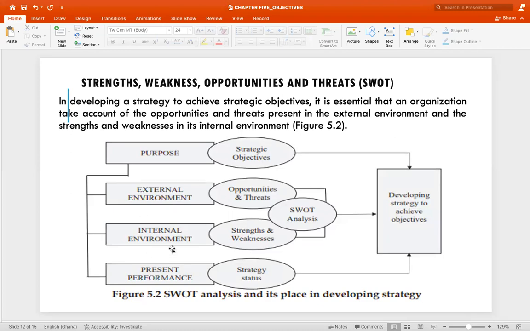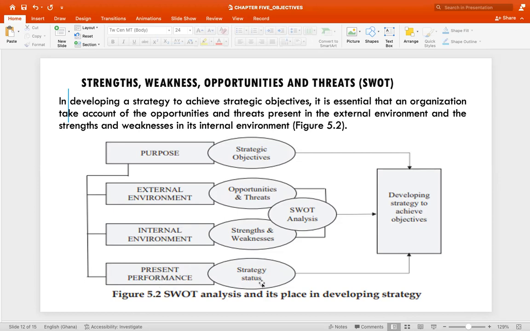Part of the internal environment analysis is to know about your present performance. How well are you doing? That should tell you the kind of strategic objectives you should be setting. If presently whatever you are doing is so bad, you cannot have too ambitious a target. So you need to know the reality. That is part of the internal environment, your strengths and your weaknesses.